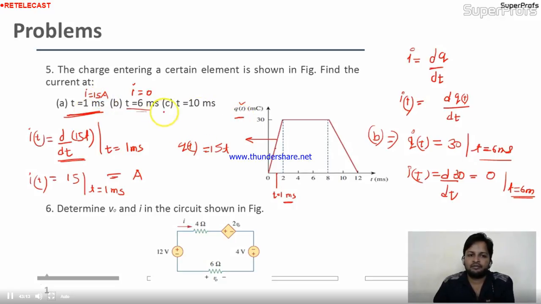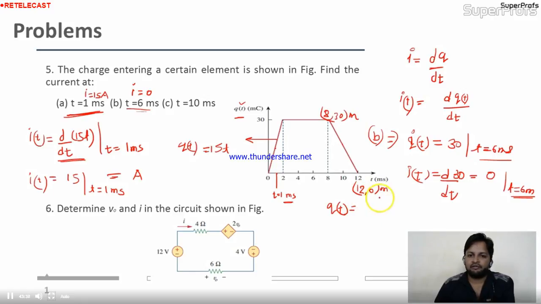Now come to t equal to 10 millisecond. Here is the 10 millisecond. Here at t equal to 10 millisecond, the charge equation is given by this, right? And the charge equation, when you find it out, is the line passing through 2 points, 8 and 30 in milli, and 12 and 0.